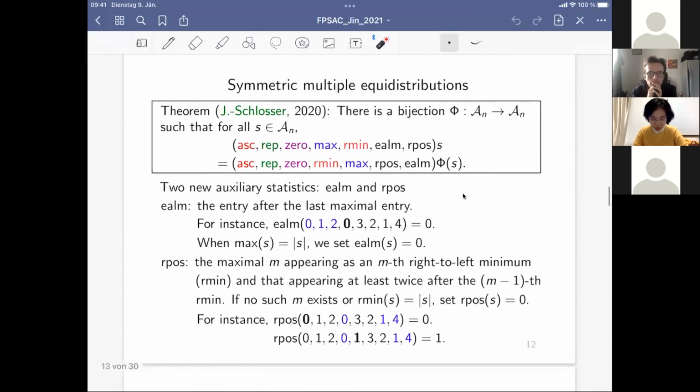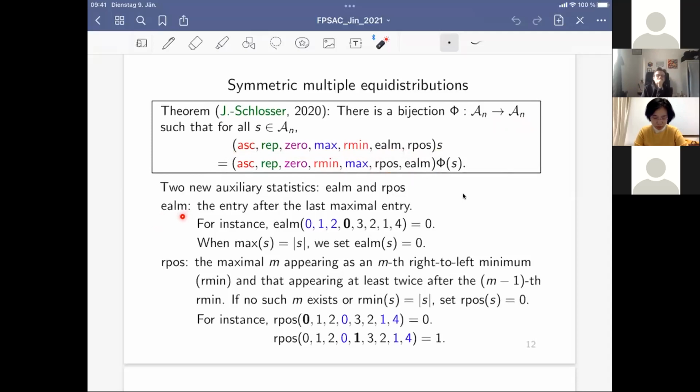The first main result is that we construct a bijection on ascent sequences such that a bisymmetric septuple equidistribution holds. And see the statistics, max and R-min is symmetric. And these two new statistics are also symmetric. And it contains two Eulerian statistics, 3 Stirling ones and 2 new ones. And these 2 new ones, I call them assistant statistics.